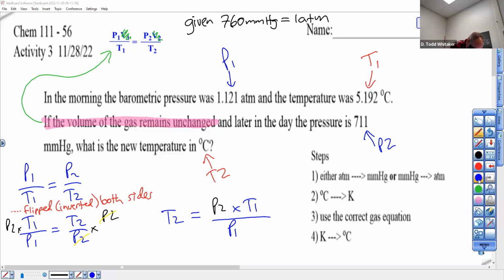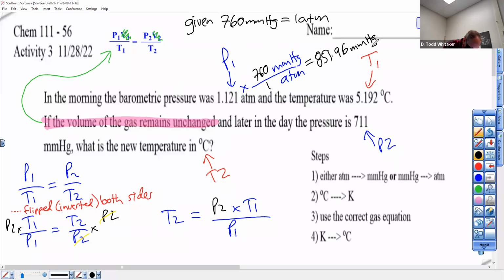So I'm going to take 1.121 ATM times something that gets rid of ATM and gives me millimeters mercury. There are 760 millimeters mercury in 1 ATM. So a little less than 900 is my guess. 1.121 times 760. 851.96 millimeters mercury.